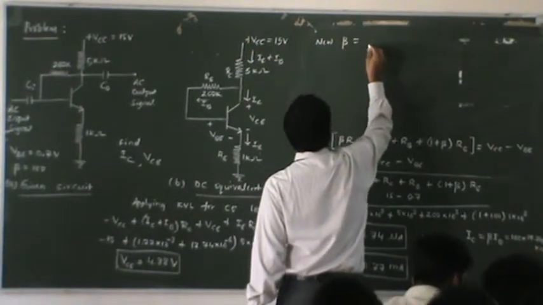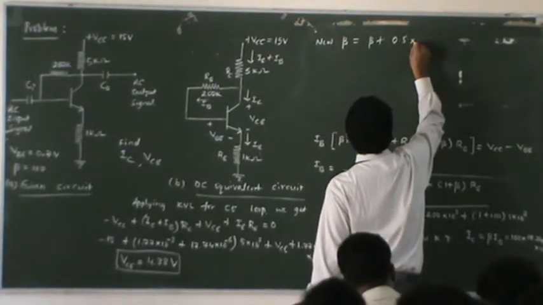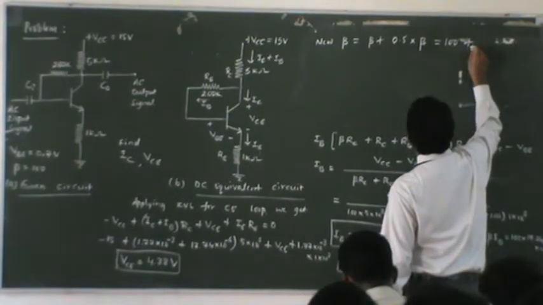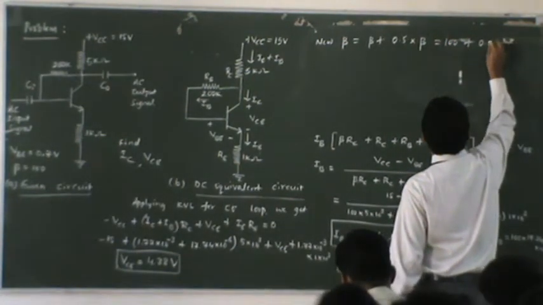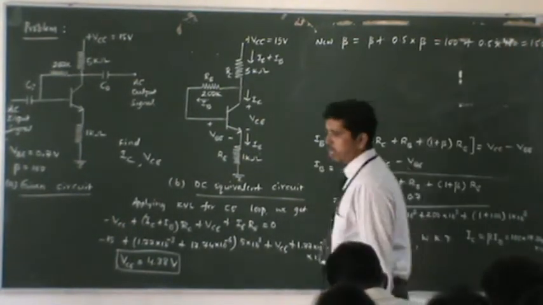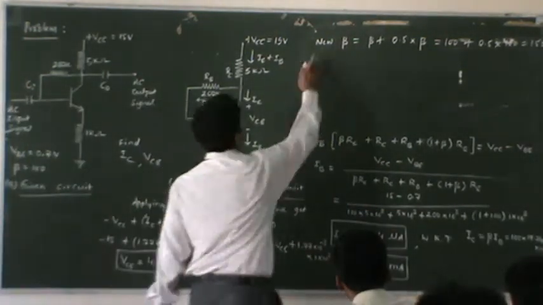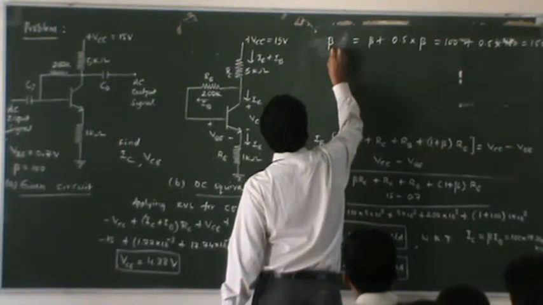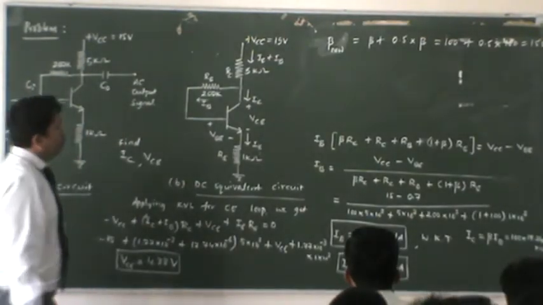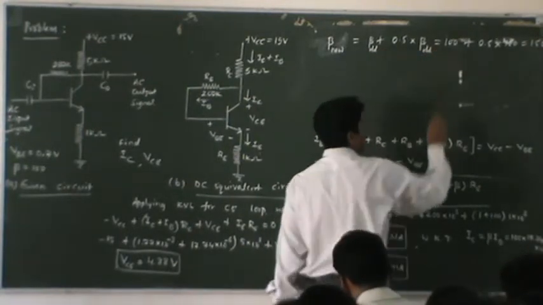the new beta is equal to beta plus 50% of beta, which becomes 100 plus 0.5 into 100, that makes the new value of beta 150. You can indicate it in this fashion also: let us call it beta new, and this will be the new beta value.